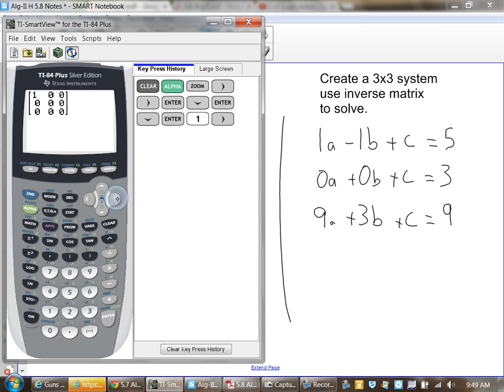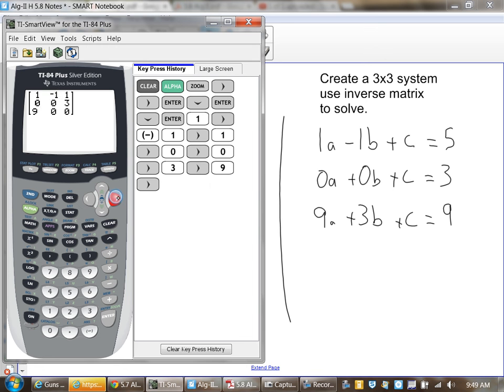Coefficients 1, negative 1, 1. I'm going to use 1s for all the c values. Is that all right? Should be. 0, 0, 3, 9, 3, 1. Wait. You used 3 instead of 1. Oh, thank you.